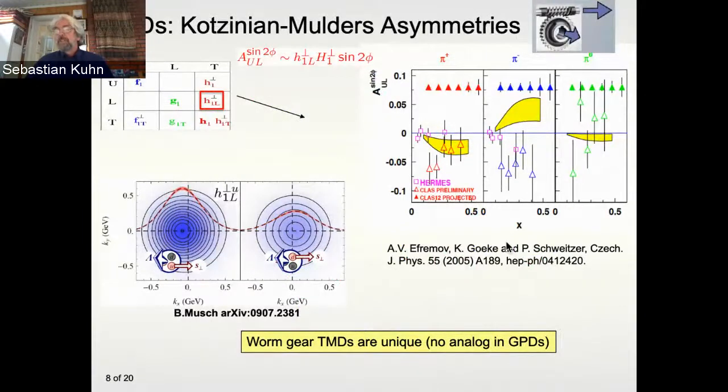In addition, as I said, we are also going to look at the three-dimensional structure of the nucleon, both in momentum and position. And we will measure both leading twist and higher twist TMDs. Here's the Kotzinian-Mulders asymmetry, which requires a longitudinally polarized target. And there are, of course, some data from HERMES and even from CLAS 6 GeV, but again, our error bars will be significantly smaller and extend to higher x, and also, very importantly, cover a larger PT range.